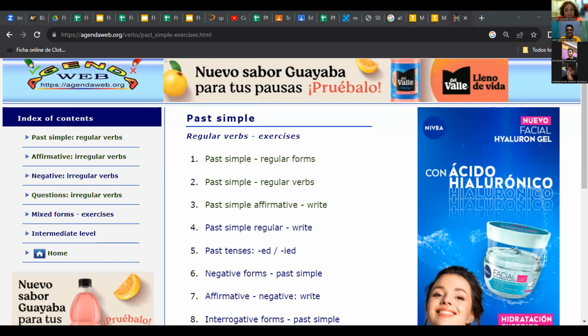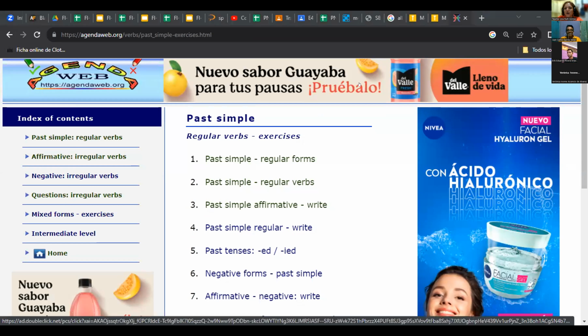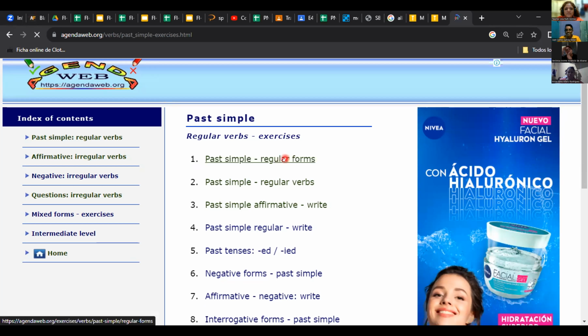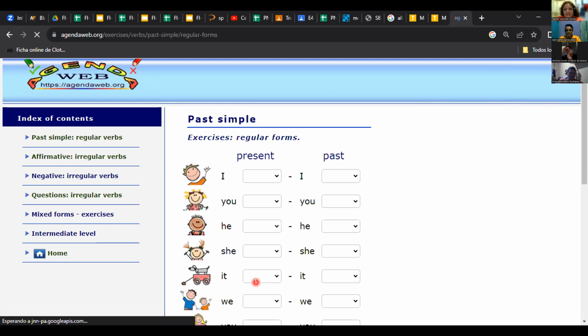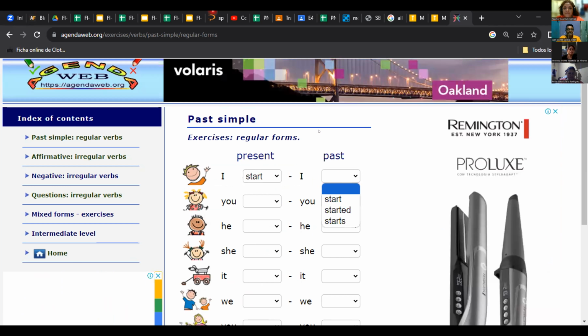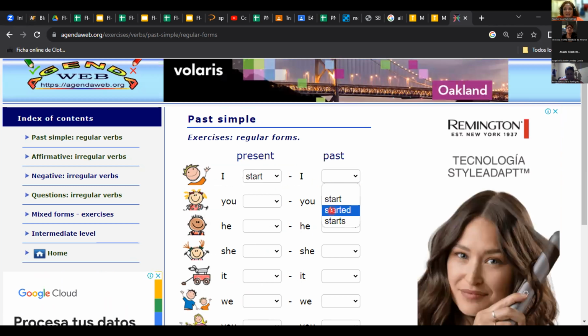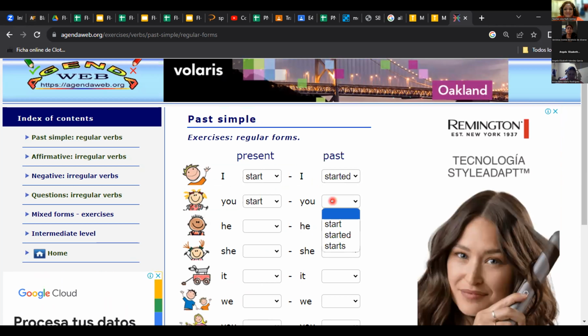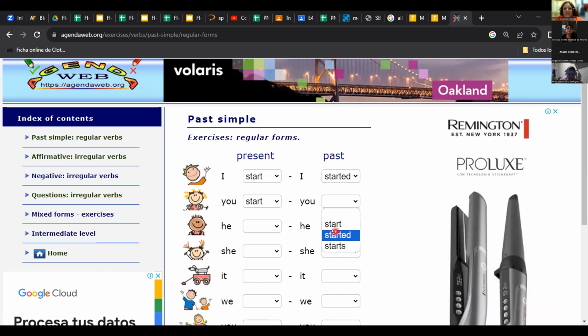Si usted quiere mejorar esto, if you want to improve, tiene tiempecito, like 10 minutos in lunch time or whatever, you can go to this website and you can practice. You have, for example, past simple regular verbs. Todos estos son ejercicios. For example, you have present start. And what is the past? Started. All right. What about you? You start. Started. Very good.